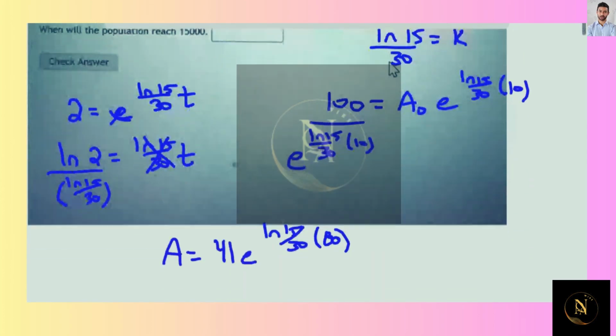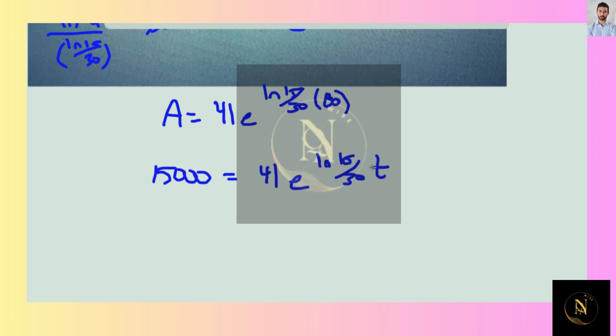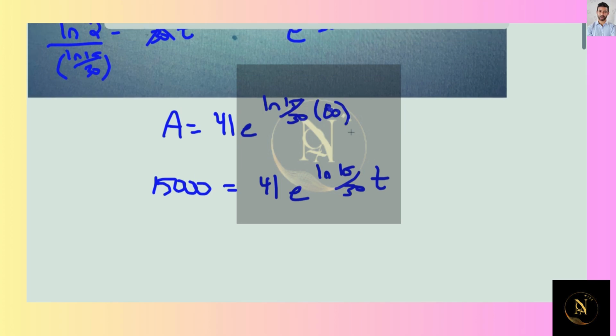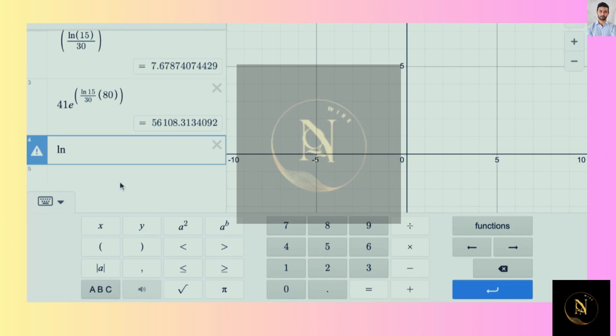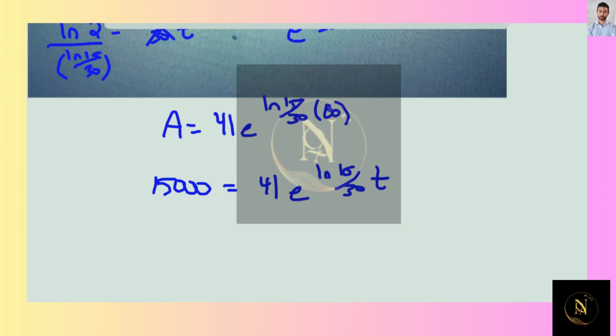When will the population reach 15,000? We want to solve for t. If some of these are slightly off, then I would recommend taking the natural log of 15 over 30 and rounding it to 4 or 5 decimal places, 0.09027 for instance, because that can be pretty common. I'm just keeping it as exact as possible, but that could throw some programs off.